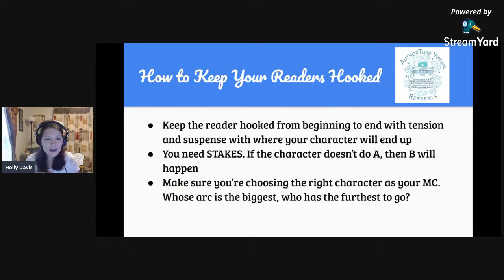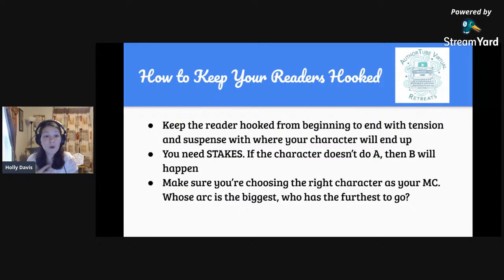This is kind of what I was talking about before. You want to make sure you're choosing the right character as your main character. A lot of times if you're plotting and outlining, you have a couple of characters that pop up in your head. But you want to choose the main character, or if you have multi-POV, a few main characters. Whose arc is the biggest? Who has the furthest to go to reach their goal?